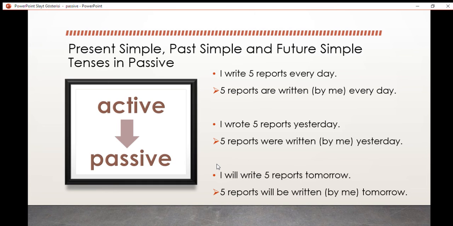And the last one, I will write 5 reports tomorrow. 5 reports, again our object, so I put the object here. Will write, so it's a future tense. And the be form in the future tense will be will be. 5 reports will be written, because we use the third form of the verb. 5 reports will be written by me tomorrow.